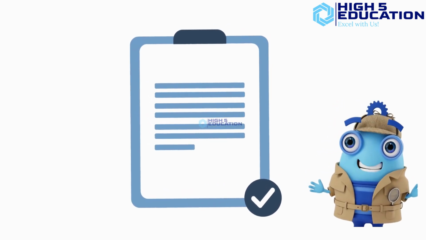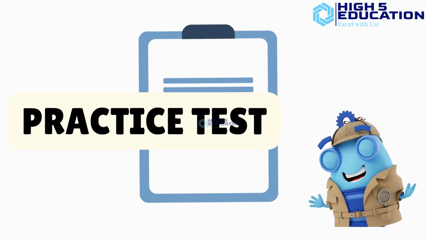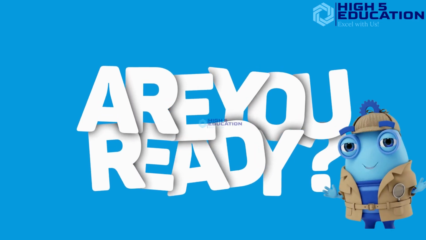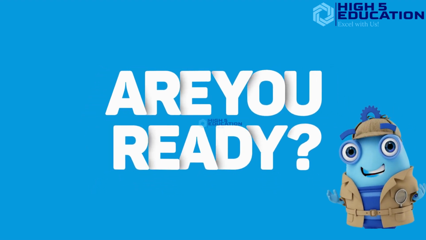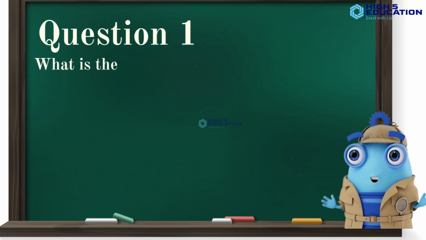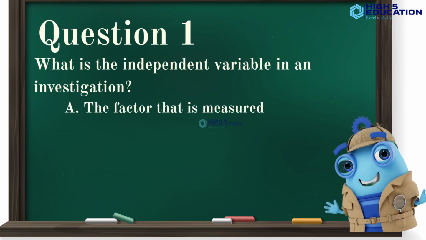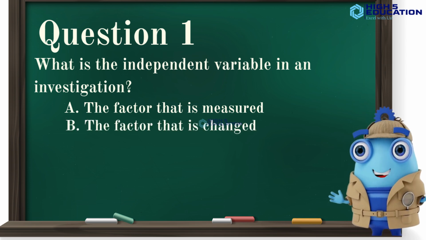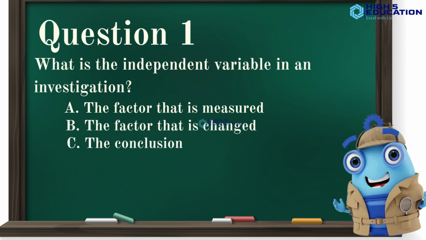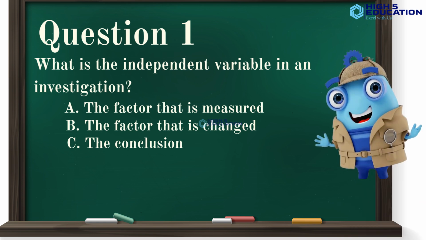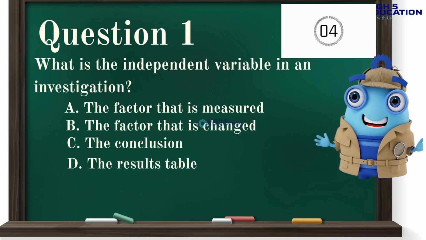Now, let's check what you know. Let's do the practice test. Are you ready? Question 1. What is the independent variable in an investigation? A. The factor that is measured. B. The factor that is changed. C. The conclusion. Or D. The results table.